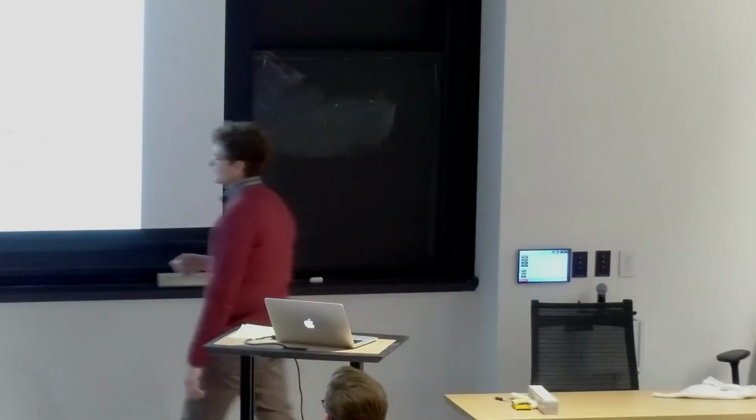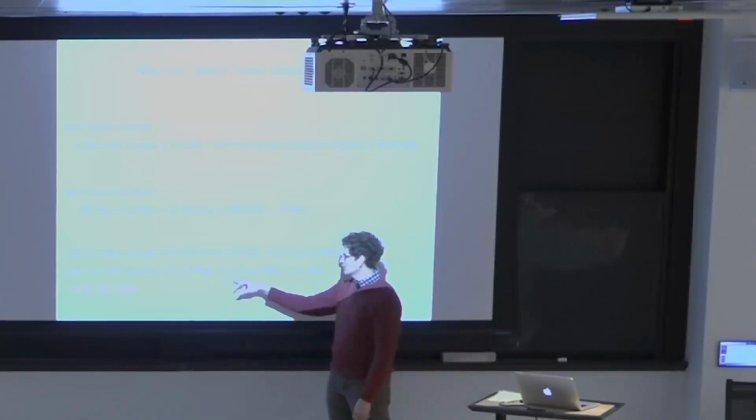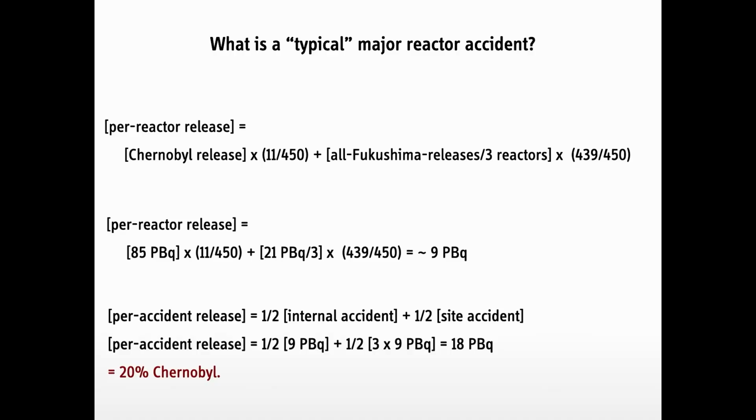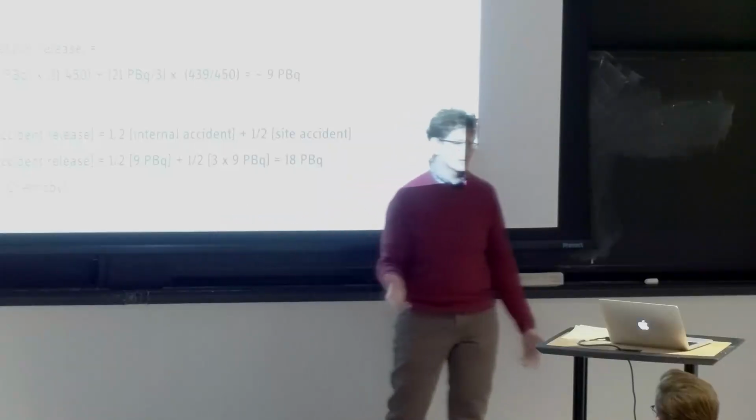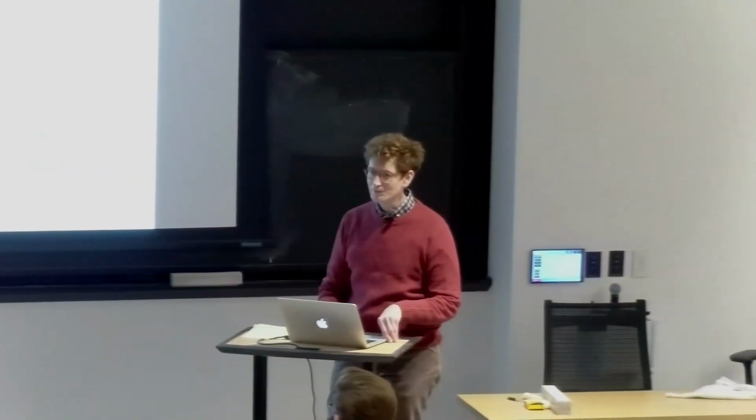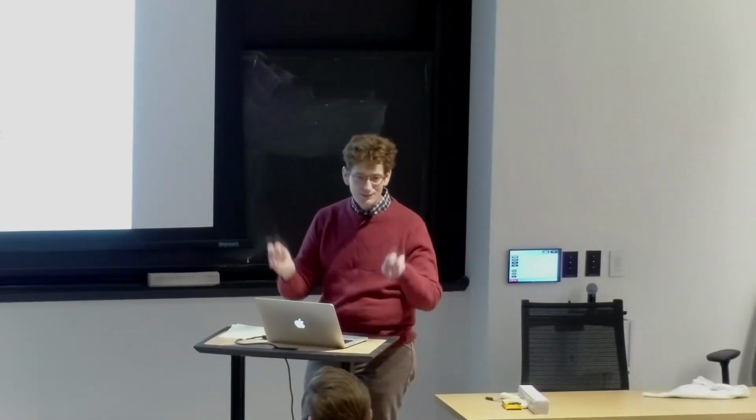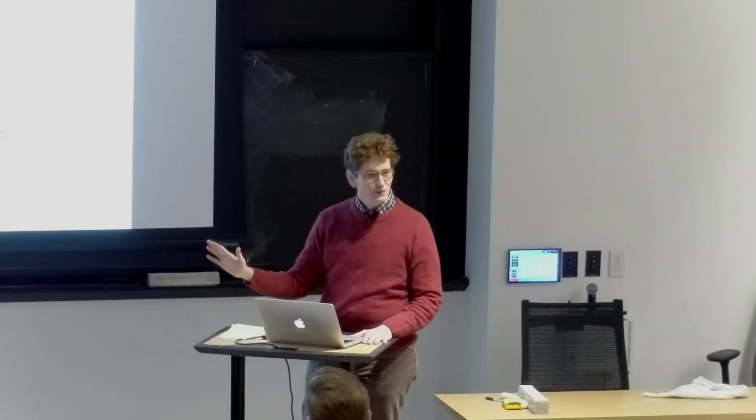So here's my calculation: 1/2 internal plus 1/2 site accident. So I'm going to put the 3 back in. I get 18 petabecquerel, and it's about 1/5 of a Chernobyl event, very roughly. That's what I'm going to argue is a typical accident. You don't have to agree with this.